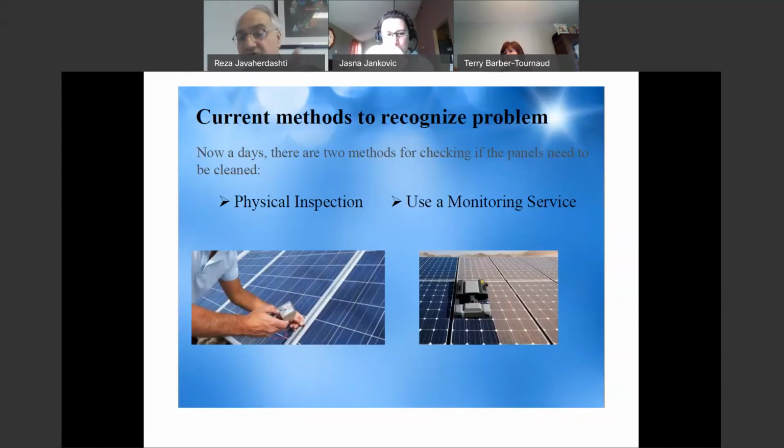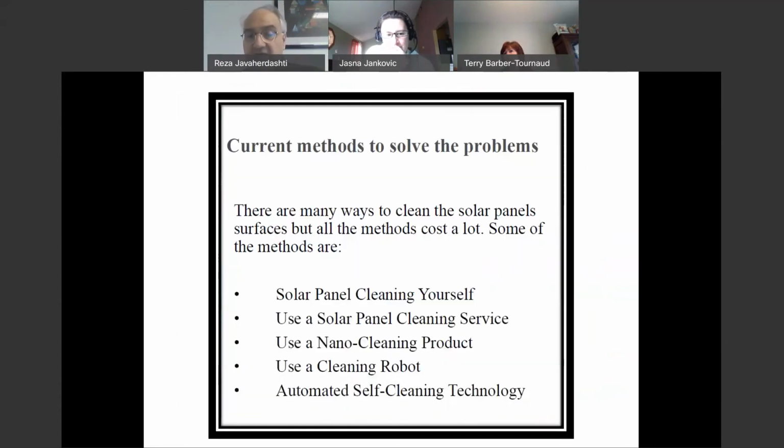Or you say you use monitoring services for that. In other words, you can either clean the solar panel yourself, good for you, go for it if you can, because in a solar panel farm, there are many of these solar panels sitting, and cleaning each of them yourself may take months. Another option is using solar panel cleaning services such as drones or robots, as well as use of nano cleaning products and self-cleaning products.